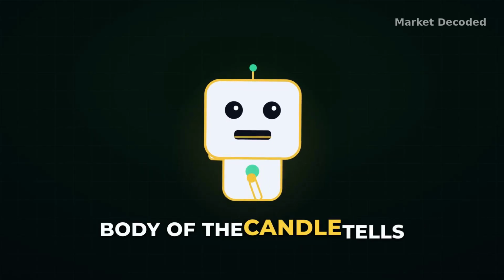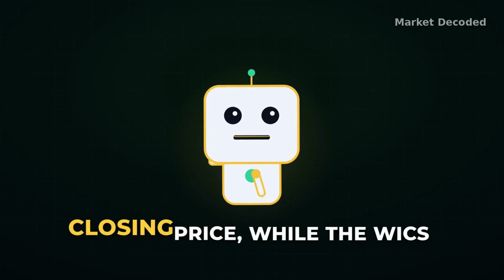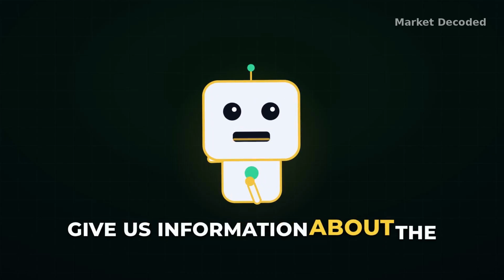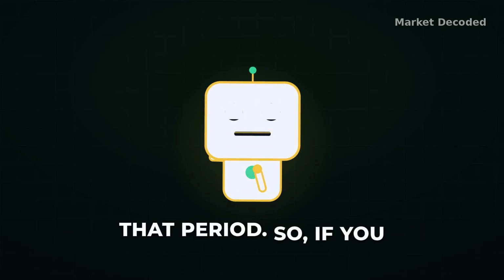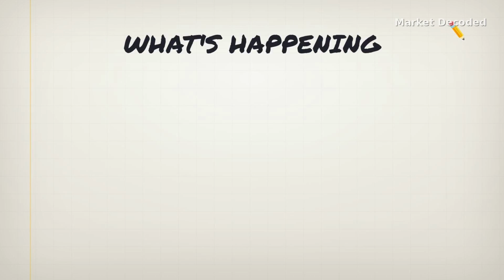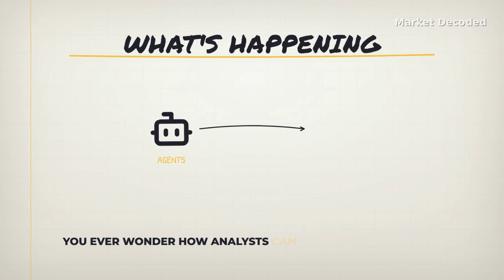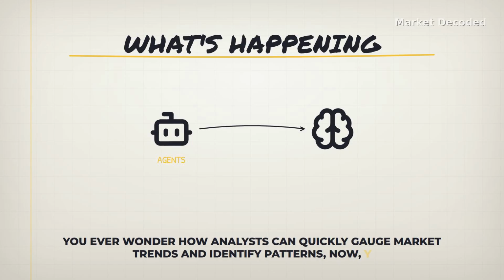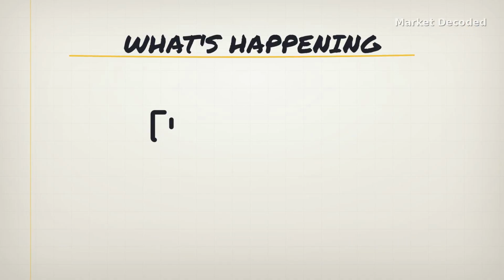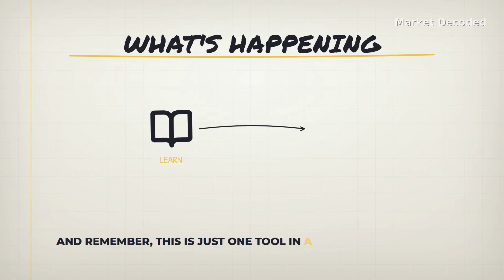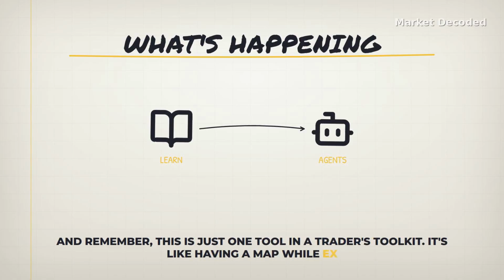The body of the candle tells us about the opening and closing price, while the wicks give us information about the high and low prices for that period. So, if you ever wonder how analysts can quickly gauge market trends and identify patterns, now you know. They're simply breaking down these snapshots to see the bigger picture. And remember, this is just one tool in a trader's toolkit. It's like having a map while exploring a new city.